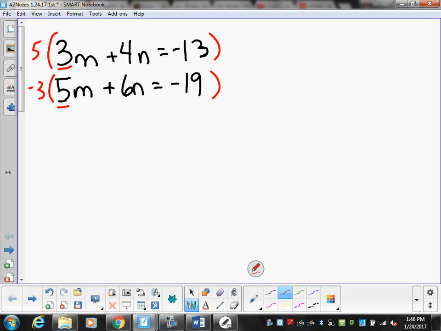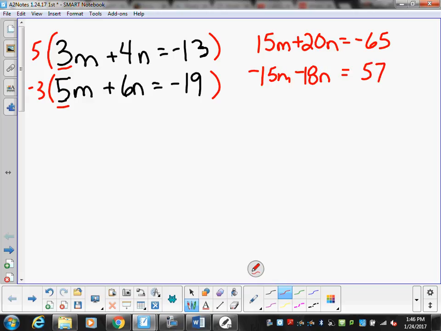Okay. So when I do this now, I've got 15m plus 20n equals negative 65. And then on this next one, I got negative 15m because it's negative 3 times 5. So now I've got opposites, which will cancel out. And then a minus 18n, and then a positive 57. And so all I did there was distribute my 5 and my negative 3 to those two equations.